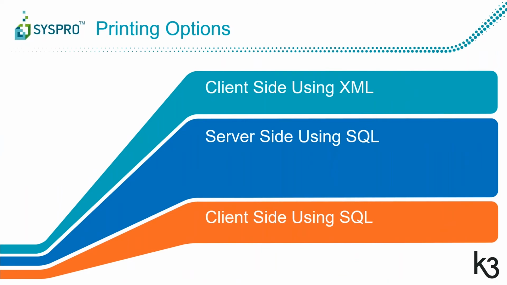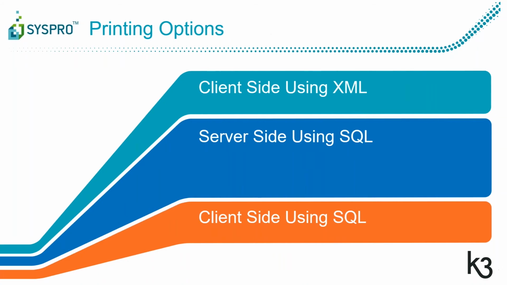So many of you will be aware of the three options that are available to you within SYSPRO 7 and 8.6.1, and I should say prior to 7 will be slightly different, but essentially the three options are client side using XML, server side using SQL, or client side using SQL. The server side and the client side being the two key methods of printing.